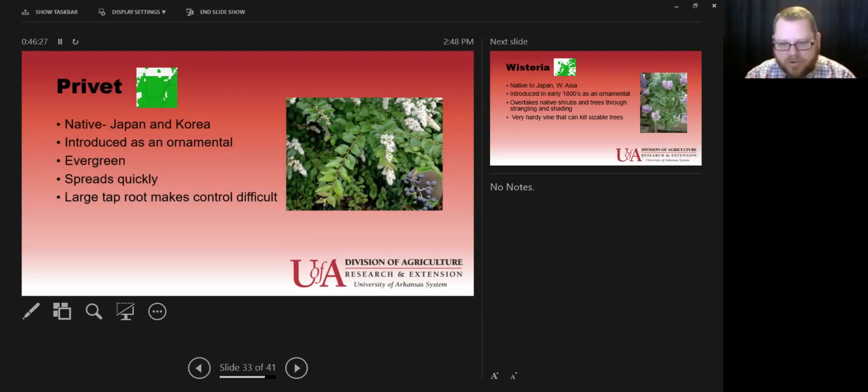So via birds or just root system vegetative growth, privet just kind of grows as it will whenever it wants to. It was native to Japan and Korea, introduced as an ornamental, a landscaping plant, and it escaped the landscaping and went to nature. So, it just makes it very hard to control.